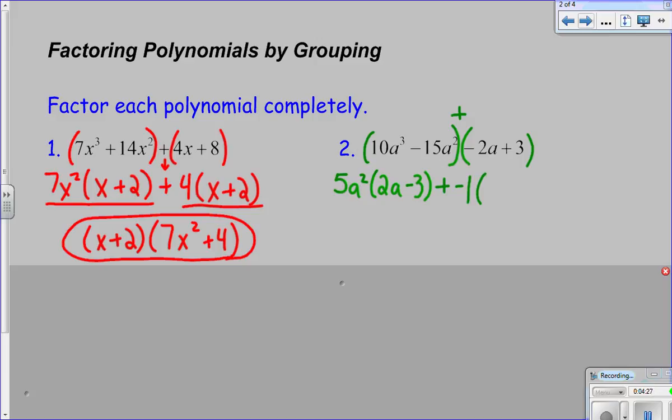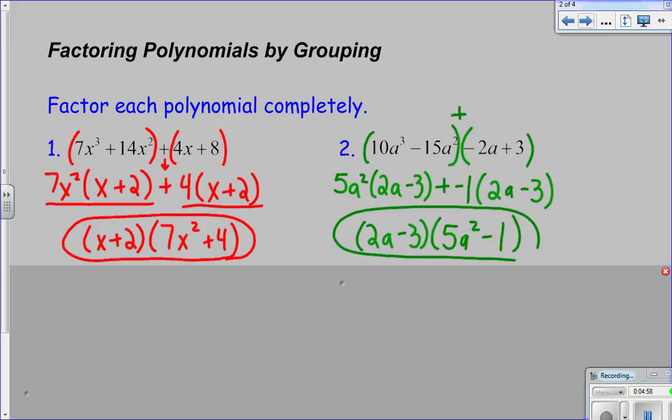I always want that first term to become positive. So if I factor out a negative 1, that leaves me with 2a minus 3. And again, we'll notice that I've got a common binomial in each of these two terms of 2a minus 3. So I go one step further by factoring out that binomial of 2a minus 3 from each of the terms, and that leaves me with 5a squared from the first term plus negative 1, which is just the same thing as minus 1.